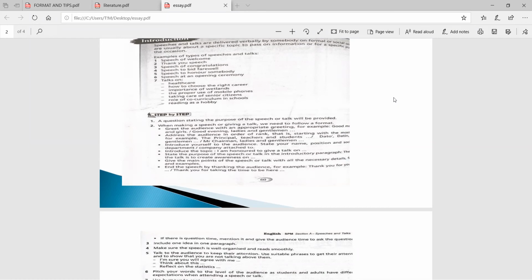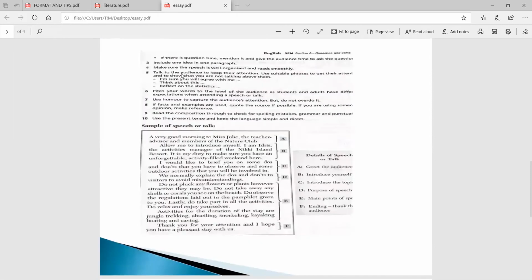So in your introduction, you have a salutation. You state the purpose. Why are you standing here? All right. And then you introduce the topic. That's all, right? Or you can even state the purpose. Why are you here? You are creating awareness on what? All right. Should not give any points in your introduction.